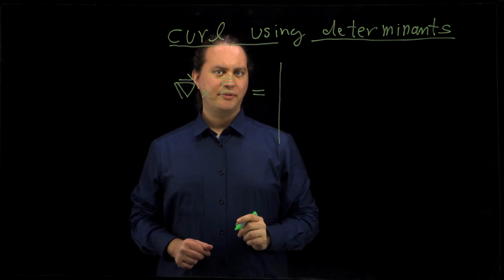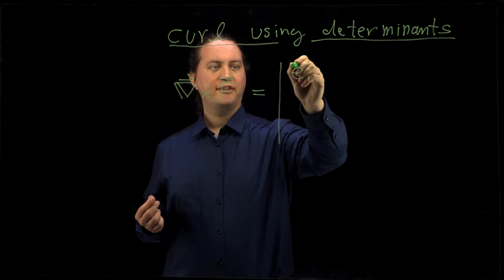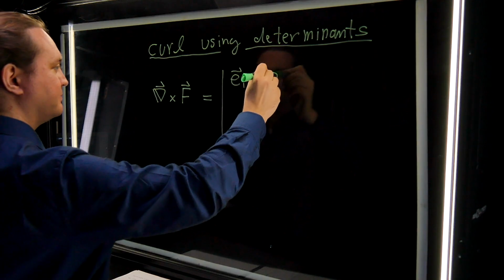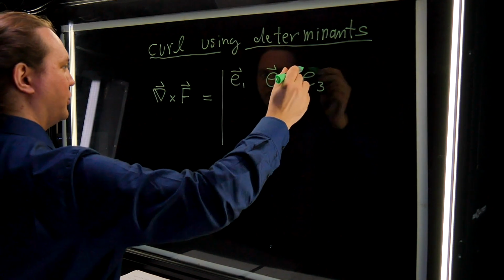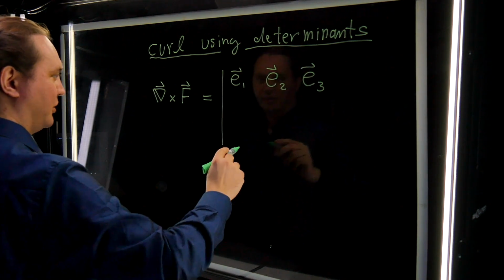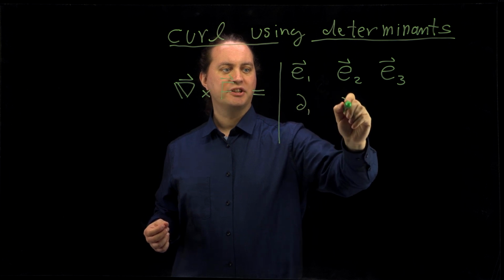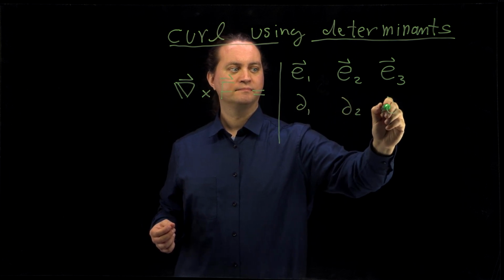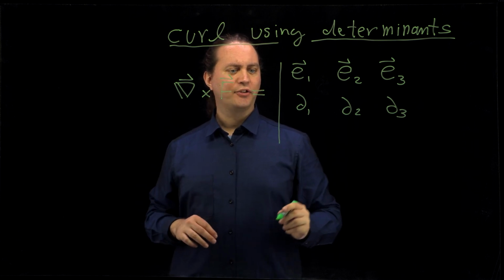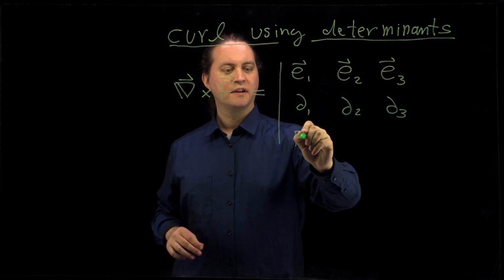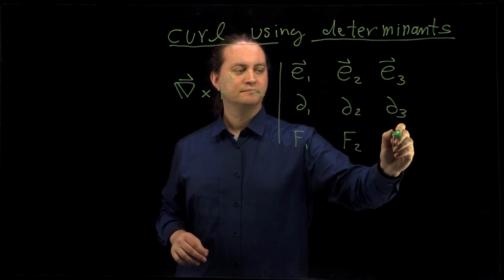whose rows are as follows. The first row contains the unit vectors, which is usually something we don't do, but here we're allowed to do it. The second row contains the partial derivatives. And finally, the last row contains f1, f2, and f3.